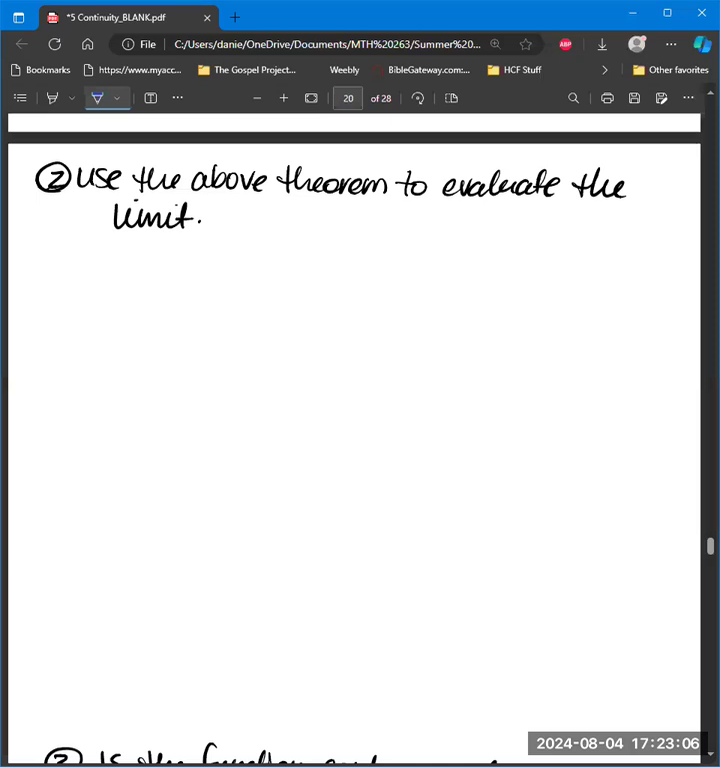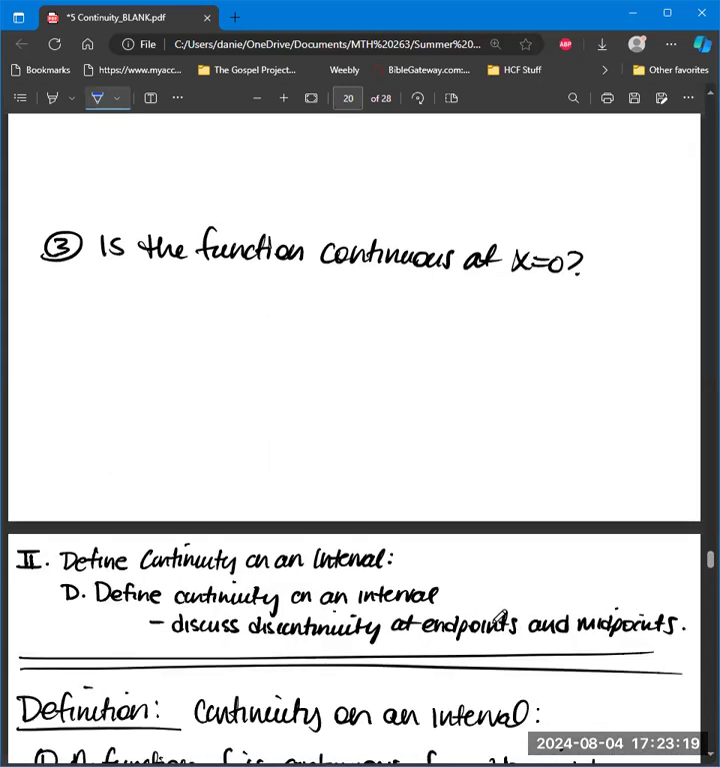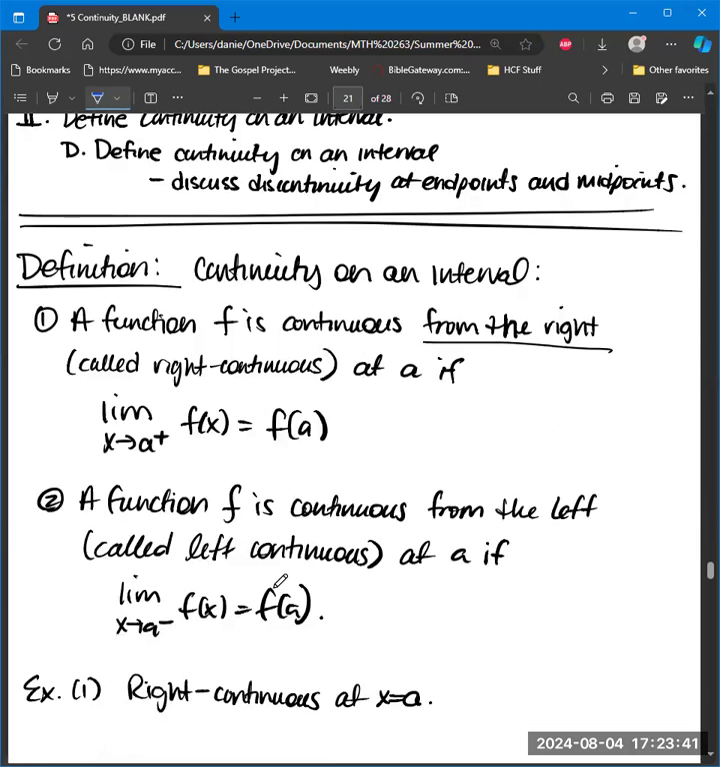Use the above theorem to evaluate. Oh, I just did that, up above. Is the function continuous at x equals 0? Yes, it is. The limit as x approaches 0 of f of x equals 1024. f of 0 originally would also be 1024. So since the limit is equal to the function value, it is continuous there.